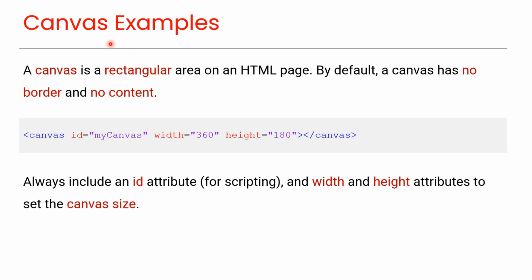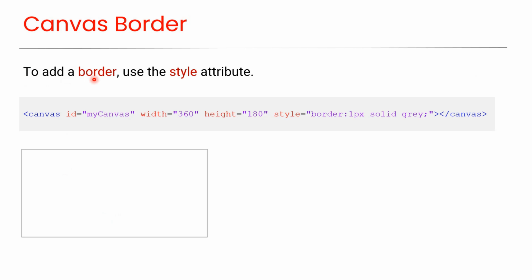Canvas examples. A canvas element is a rectangular area on an HTML page, as defined by this code. By default, a canvas has no border and no content. Always include an ID attribute for scripting, and width and height attribute to set the canvas size. To add a border, use the style attribute, as you can see in this code. And you can see the preview here.